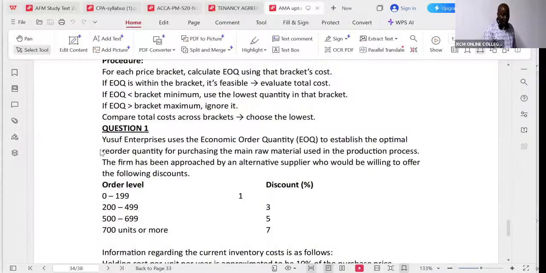So I've been able to give the background to this EOQ, which most of us have not even heard about, and have not understood totally. Let me demonstrate this using this question. Yusufu Enterprises uses EOQ to establish the optimal reorder quantity for purchasing the main raw material used in the production process. The firm has been approached by an alternative supplier who will be willing to offer the following discounts.